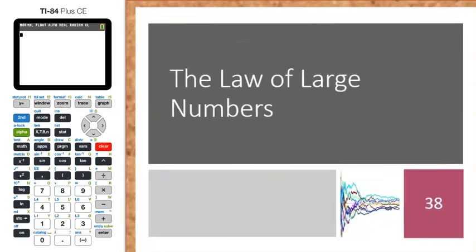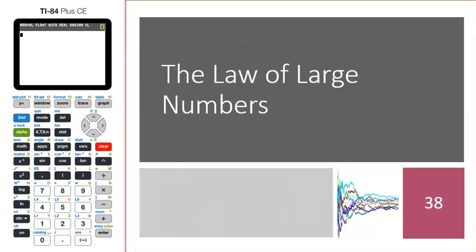Okay, the last thing I want to talk about this lesson is what's called the law of large numbers, which essentially relates the empirical probability with theoretical probability, and is also the reason why the material we'll be covering the rest of the quarter works.